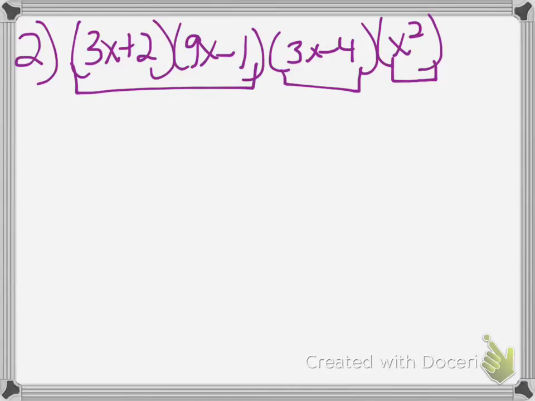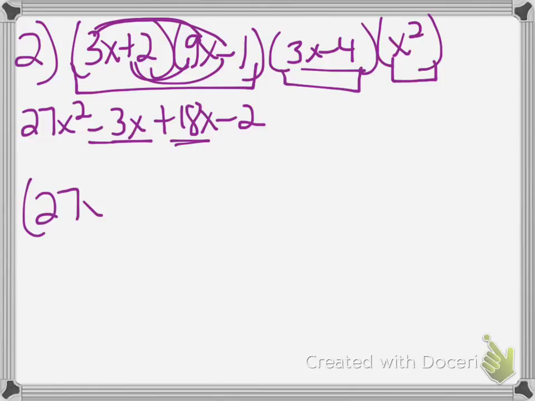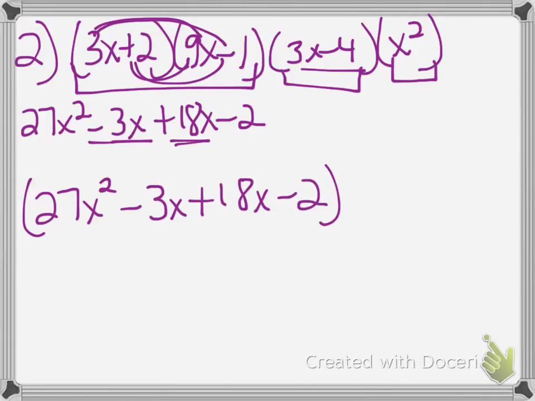So I'm going to go ahead and distribute. So 3x times 9x is 27x squared. 3x times negative 1 is negative 3x. 2 times 9x is 18x. And 2 times negative 1 is negative 2. Now, before I multiply this by this 3x minus 4, I am going to go ahead and combine my like terms. So I have 27x squared minus 3x plus 18x minus 2.